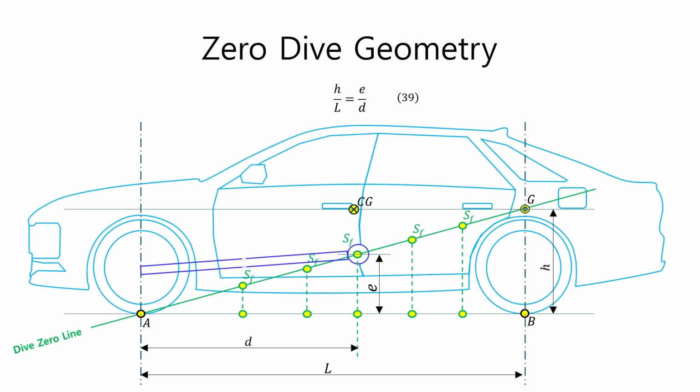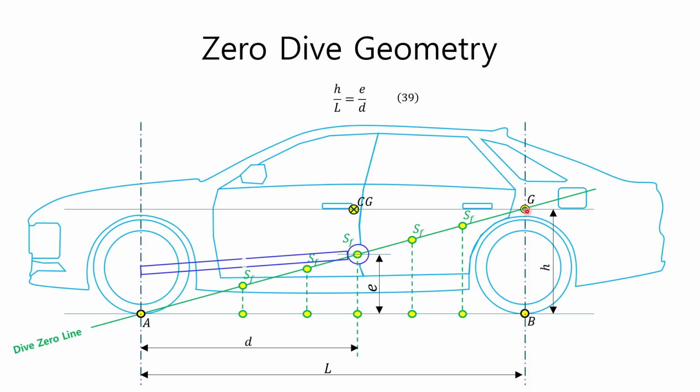Next, let's examine what geometry is required to make the dive zero. Based on the conditions expressed by equation 39, derived earlier, the geometry required to make the dive zero can be represented as shown in the figure here. Point G contains the center of gravity CG, and is the point where a horizontal line, parallel to the ground, intersects the vertical line, passing through the rear tire contact point B.